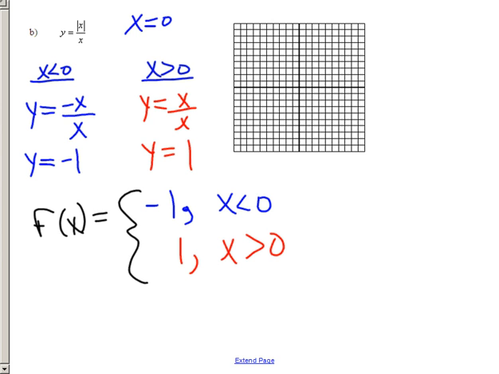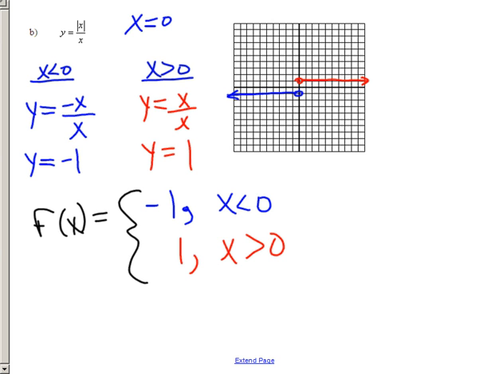Alrighty? Here's how this is going to look. When x is less than 0, we will always have negative 1. It's a horizontal line. When x is greater than 0, we always get positive 1. There it is. There's what that function looks like. It's an interesting function. It's not defined at 0. It's a step. There is a domain restriction.